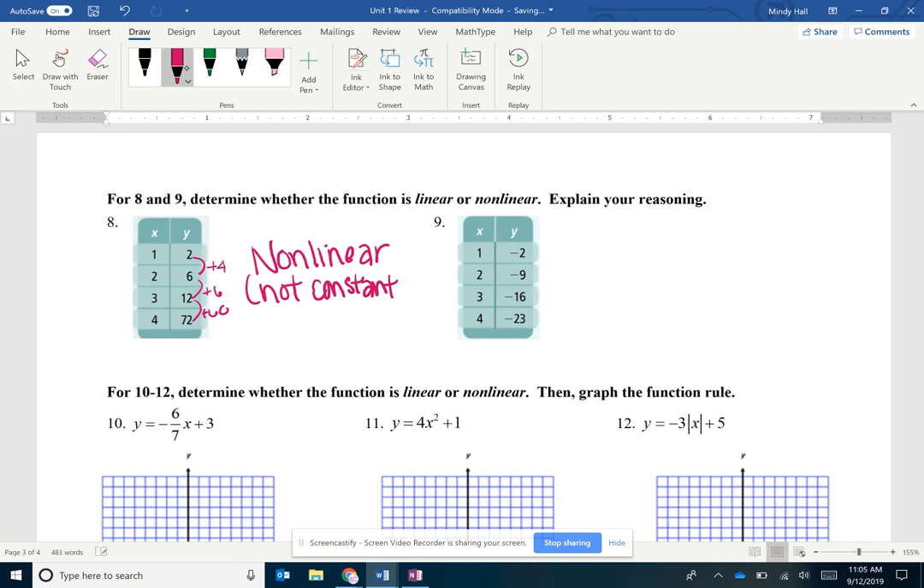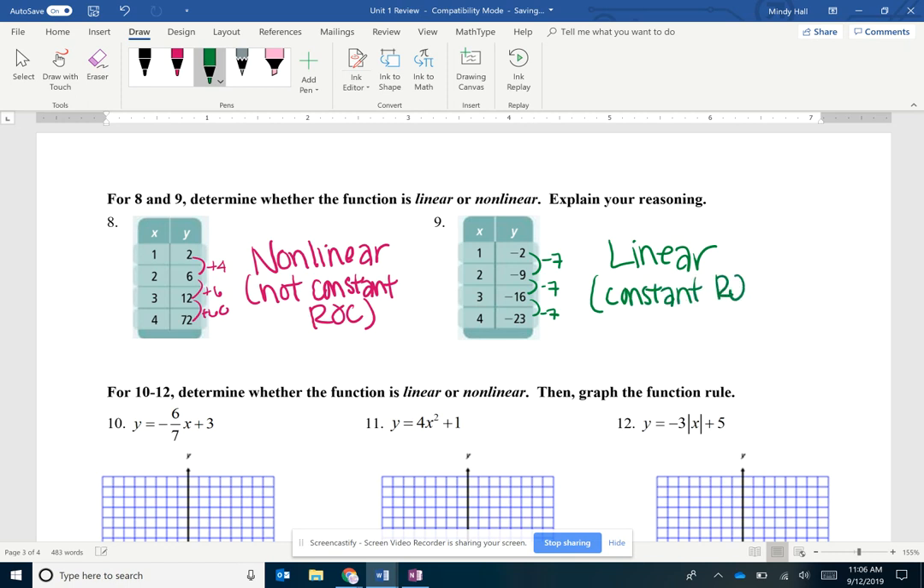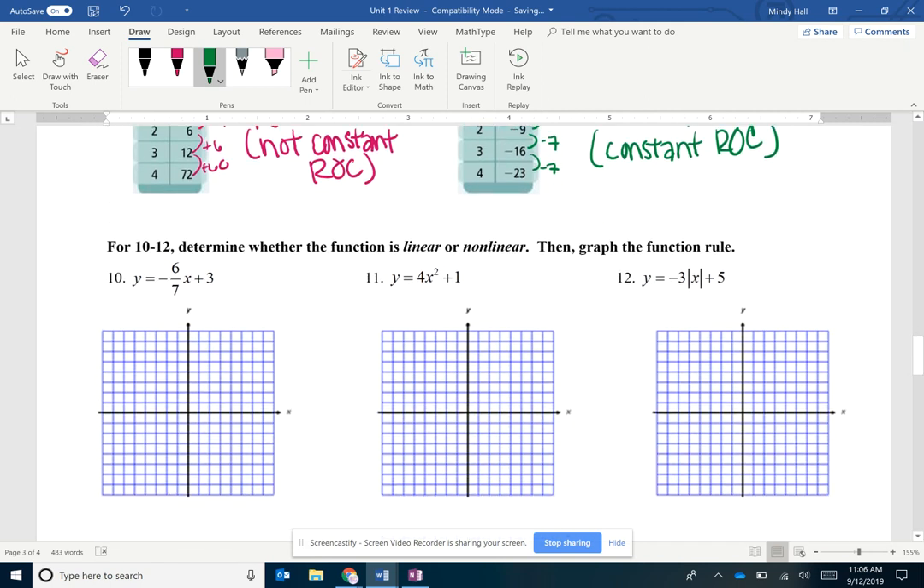And I'm going to abbreviate rate of change as ROC. So then with the next one, negative 2 to negative 9 is minus 7. Negative 9 to negative 16 is minus 7. And negative 16 to negative 23, also minus 7. So this one is linear because we have a constant rate of change. And if you can't identify that your constant rate of change is negative 7, then you need to make sure that you actually understand what rate of change is, because how quickly is it changing?